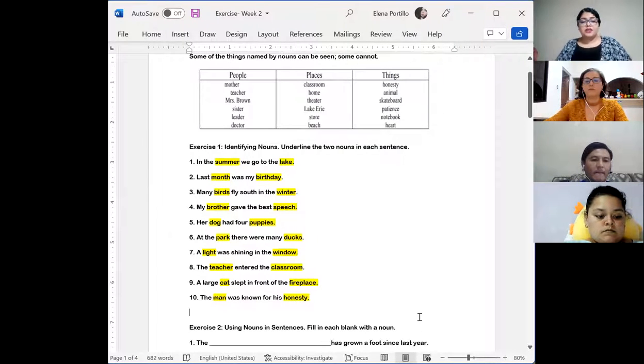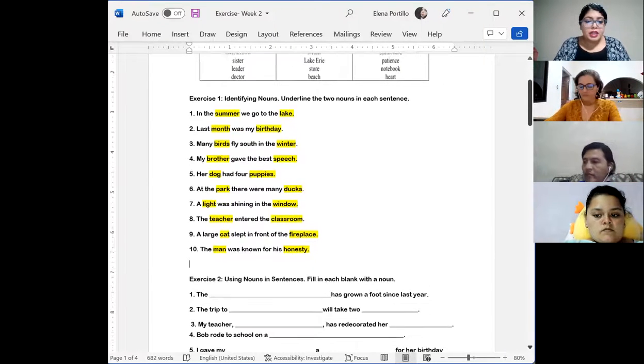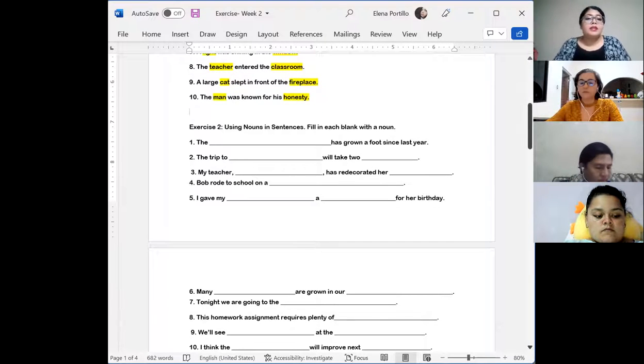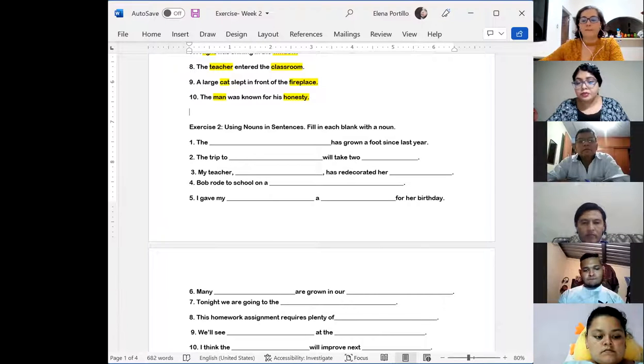Okay, and that is the first part, right? In this part, you just have to identify the nouns. We have two nouns for each sentence. In the second one, you have to use nouns to fill the blank with the noun that you have thought of. In this case, I said that you can write the noun that you want. So in the first sentence, I am going to ask some of you to give me your answer, because maybe you have a different answer for each sentence.